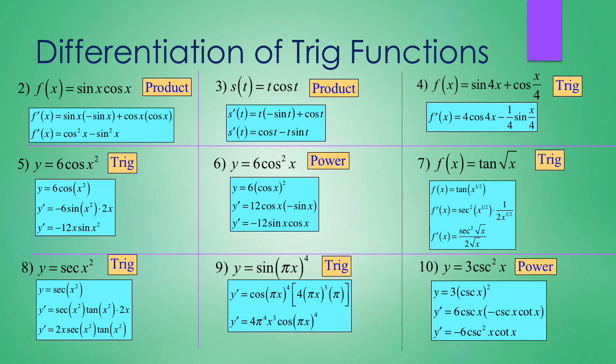Number 10, y is equal to 3 cosecant squared of x. We can write that as y is equal to 3 cosecant of x, quantity squared. This is a power rule problem. So we get 6 cosecant of x times the derivative of cosecant of x, which is negative cosecant x cotangent of x. Final answer is negative 6 cosecant squared of x cotangent of x.